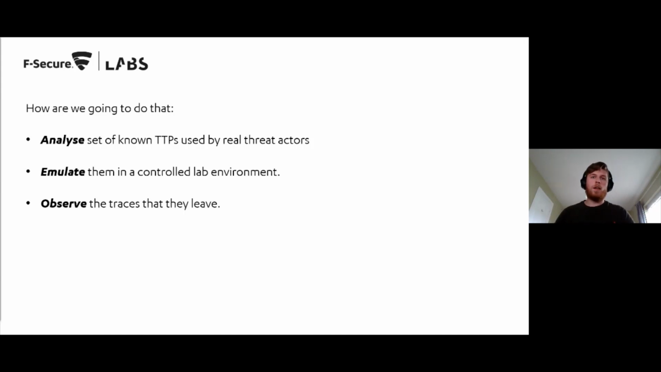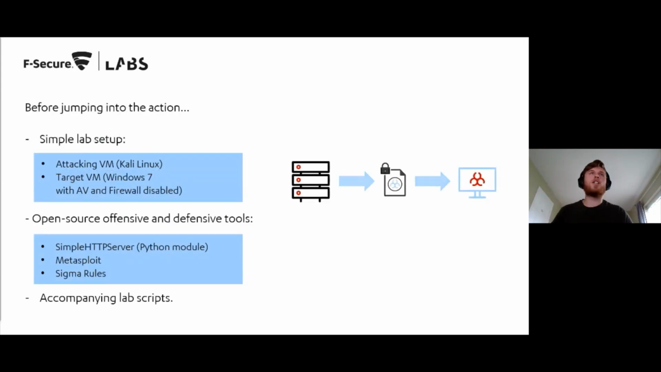Before we jump into the action, as I said previously, it's a simple lab setup. As you can see there, we've got a brief overview: two virtual machines. One of them is going to be our Kali Linux virtual machine, and the second is just a Windows host. We've turned off AV and firewall just for simplicity, to focus on the specific topics at play here. We're using open source offensive and defensive tools where we can.